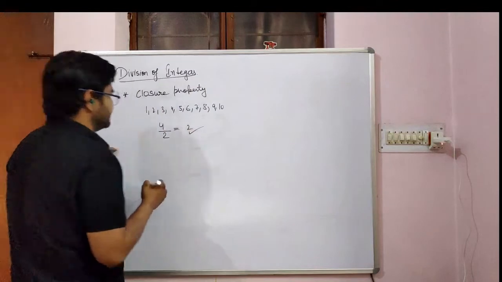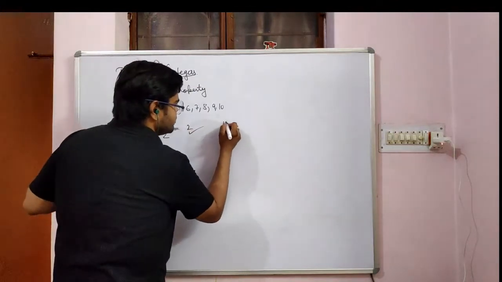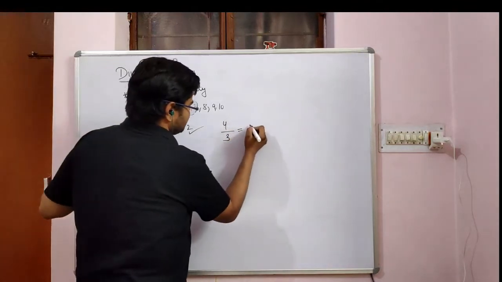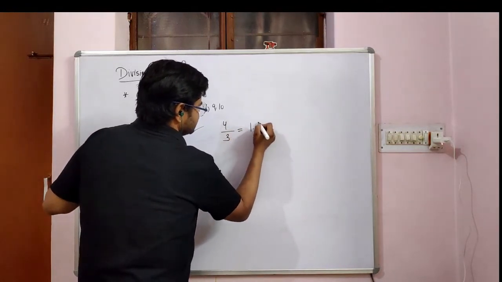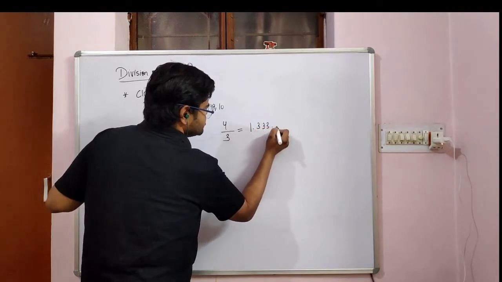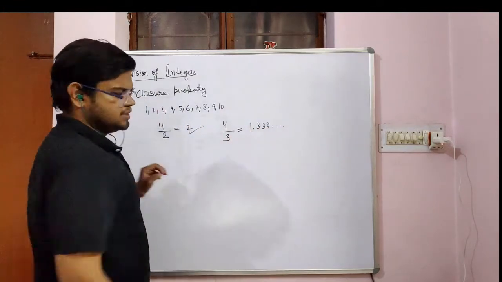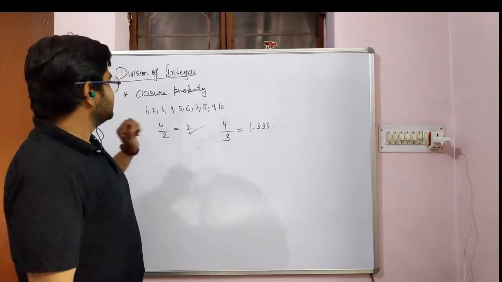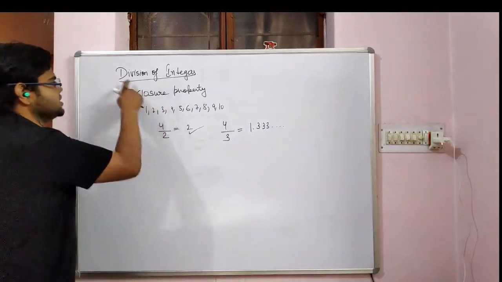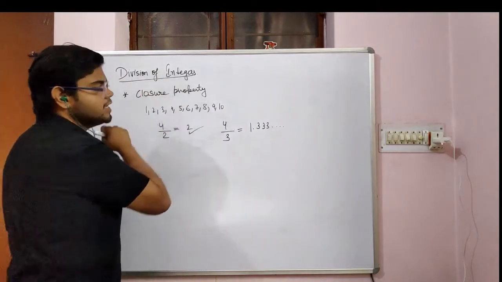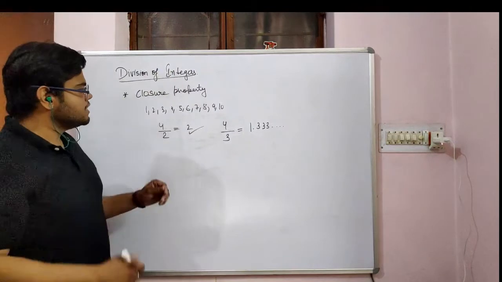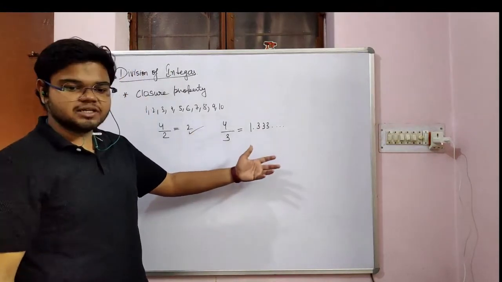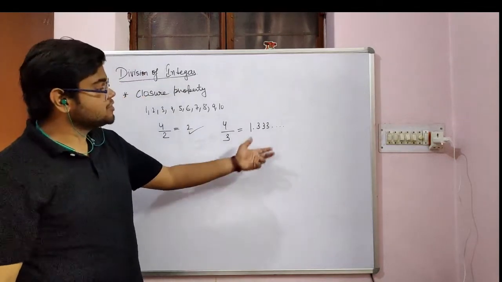But if we take the number 4 and divide it by 3, what will be the answer? It will come around 1.3333 and so on. So this number is a decimal, which is not an integer. So integers for division are not following closure property. That means if we divide two integers, then the result may not be an integer. In this case, it is a decimal which is non-terminating.